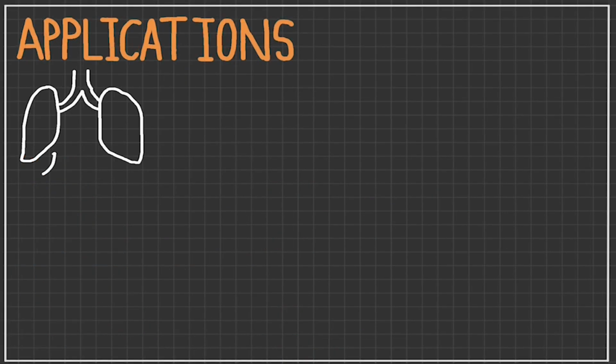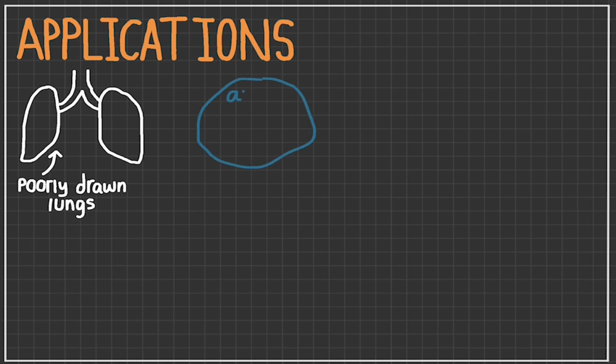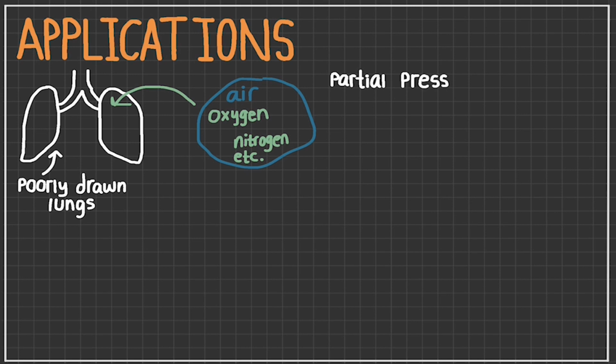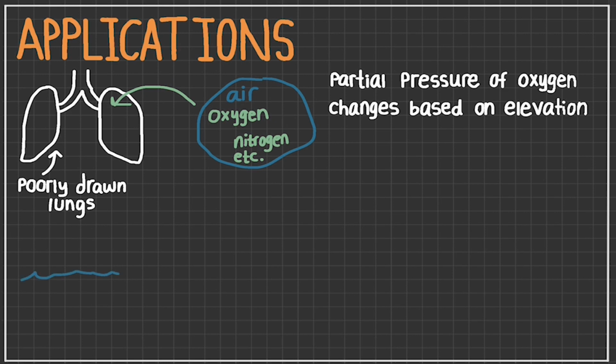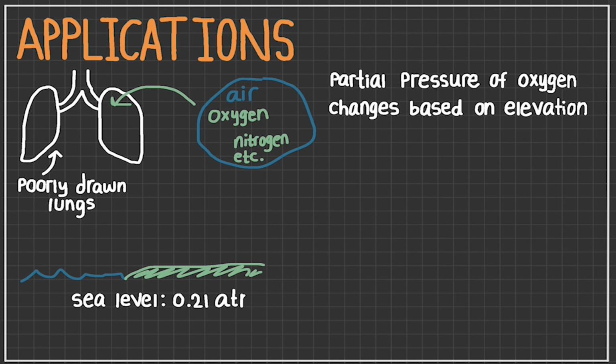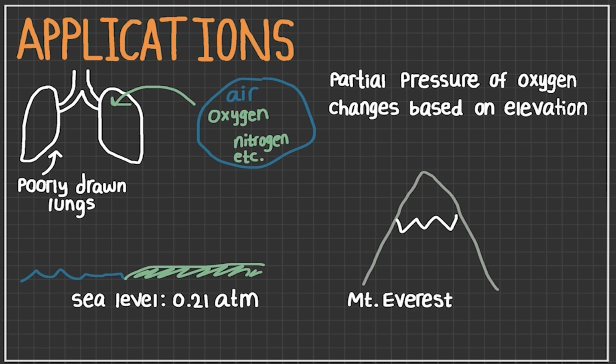Now we can discuss the real-world applications of this. In breathing, air fills small air sacs in our lungs called alveoli, but the air we breathe in contains many components, not just oxygen, like nitrogen. So oxygen has some partial pressure in the lungs. It then becomes important to note that the partial pressure of oxygen in our lungs changes based on our relative elevations. For example, at sea level, the partial pressure of oxygen in the alveoli is about 0.21 atm, while at the top of Mount Everest, it's only about 0.07 atm, where the air is thinner.